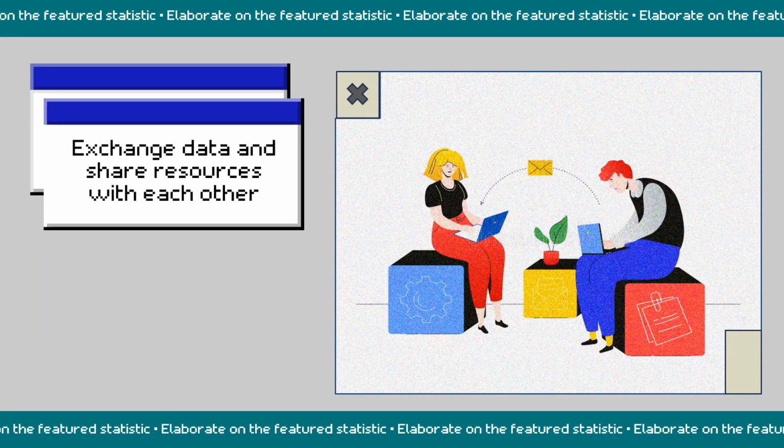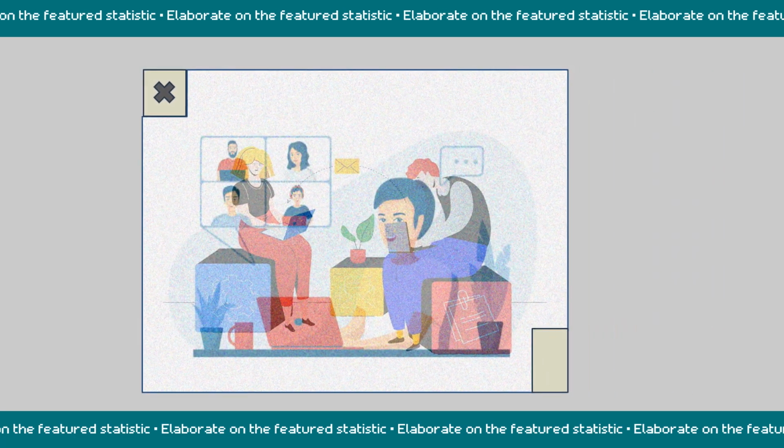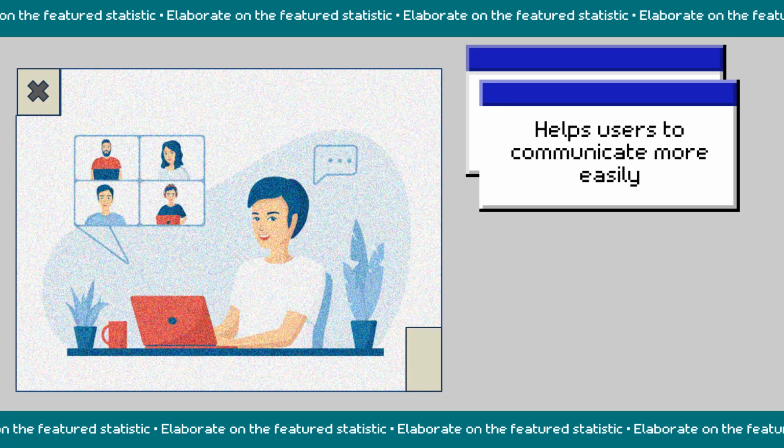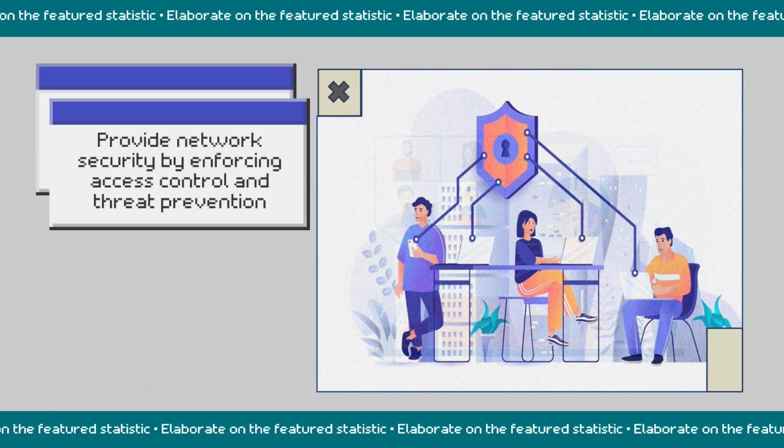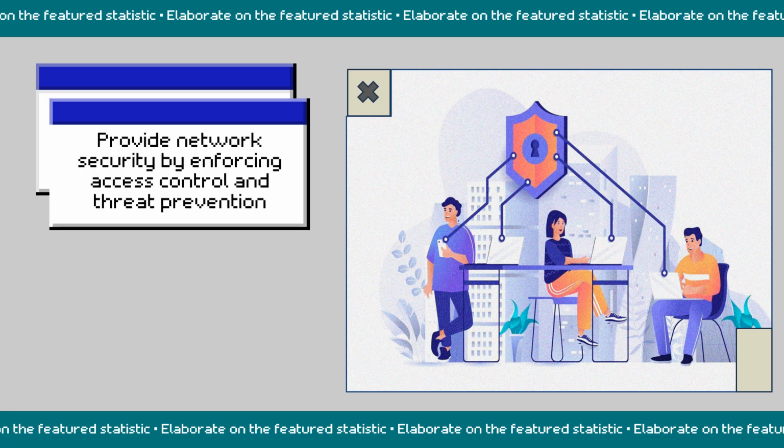So, first of all, the function of computer network is to exchange data and resources with each other. Secondly, it helps users to communicate more easily. Next, it provides network security. How? By enforcing access control and threat prevention.